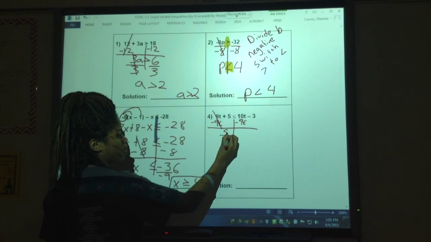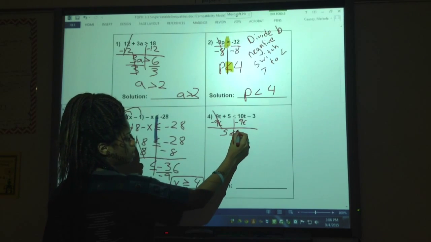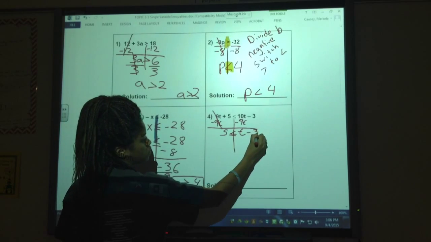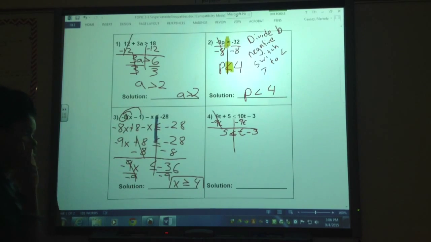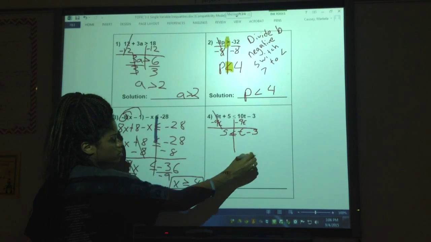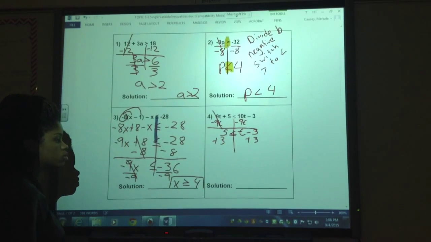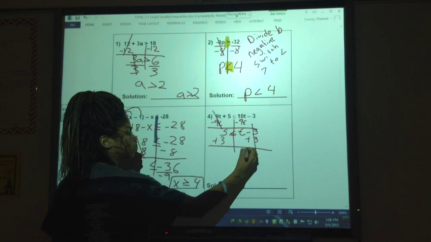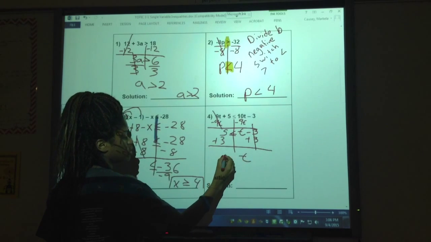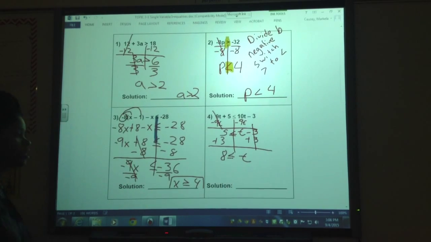Copy 5. Copy the inequality. 10 minus 9 is 1t, or I'm just going to write t minus 3. So I have this negative 3 I have to move over. I'm going to move it by adding 3. So 5 plus 3 is 8. 8 is less than or equal to t.